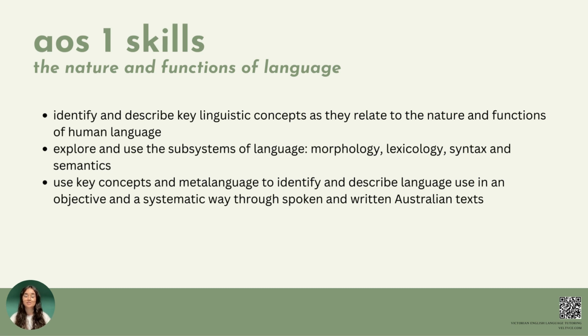Then we have skills. So Area of Study 1 skills: identify and describe key linguistic concepts as they relate to the nature and functions of human language. Explore and use the subsystems of language, morphology, lexicology, syntax, and semantics. And use key concepts and meta-language to identify and describe language use in an objective and systematic way through spoken and written Australian texts. Again, this might sound a bit like gobbledygook at the moment, but it's going to become more clear as we go throughout the year. This is just to give you an idea of what to expect. So that's Area of Study 1.